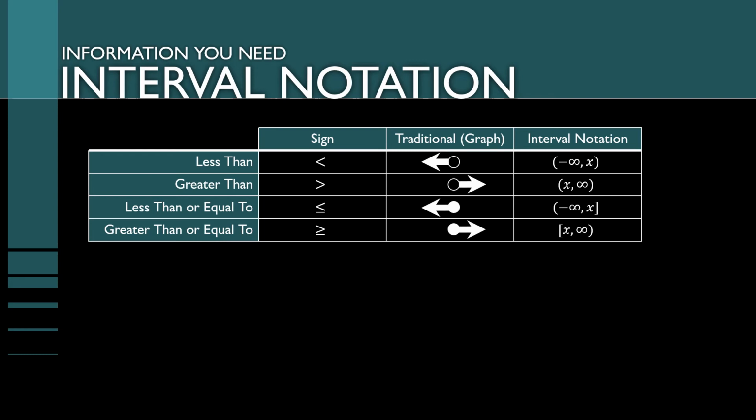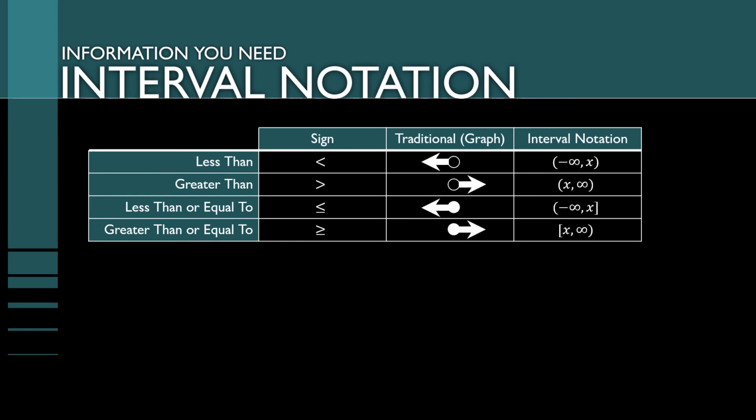So our first sign is the less than sign. Traditionally, with a less than, we would have an open circle with the arrow pointing left. What we're going to replace the open circle with is a parenthesis. So if you had, say, x is less than 3, you would have your open circle at 3, and it would be going to the left. That arrow pointing to the left is representative of negative infinity.